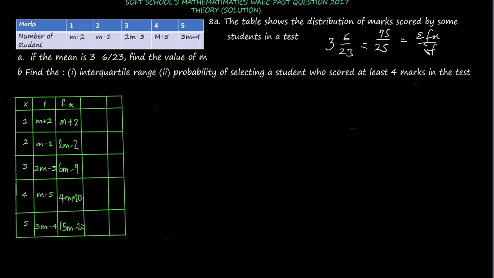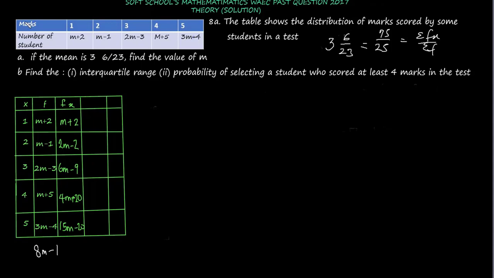So let's find our Σf and let's find our Σfx. We are going to add the numbers together and we are going to add the alphabet together. 2 plus 1... 2 minus 1 is 1. 1 minus 3 is minus 2. Minus 2 plus 5 is plus 3. Plus 3 minus 4 is minus 1. Now m plus m is 2m. 2m plus 2m is 4m. 4m plus 4m is 8m... 8m minus 1. So that is summation f.